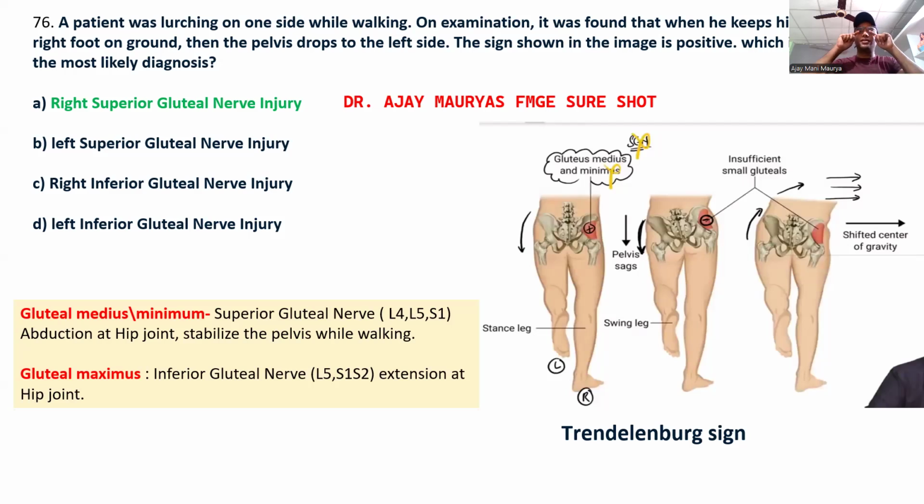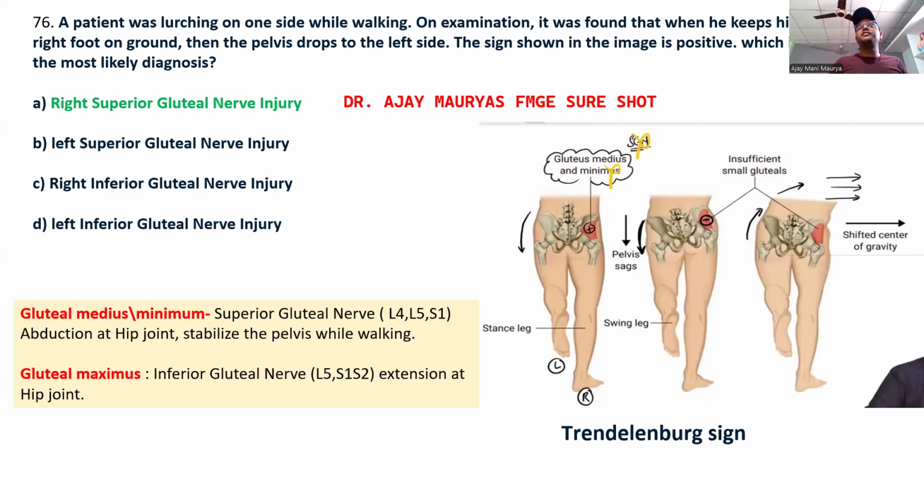See here, what happens here? This is the gluteus medius and minimus, which is supplied by the superior gluteal nerve. What happens if there is injury to the superior gluteal nerve? Will the gluteus medius and minimus work? No, it's not going to work. What is the function of the gluteus medius and minimus, guys? Abduction. If the nerve is injured, the muscle will not work, and there is no abduction.